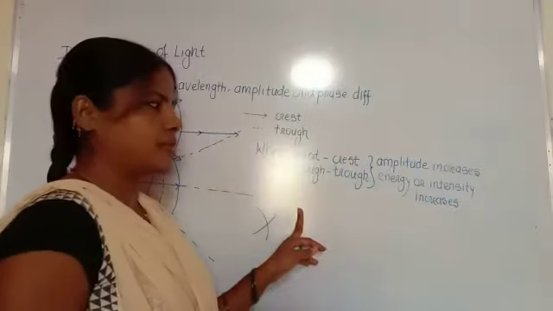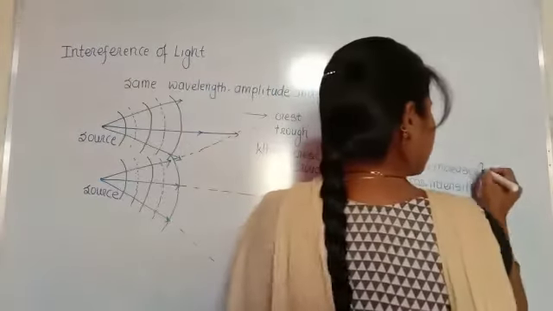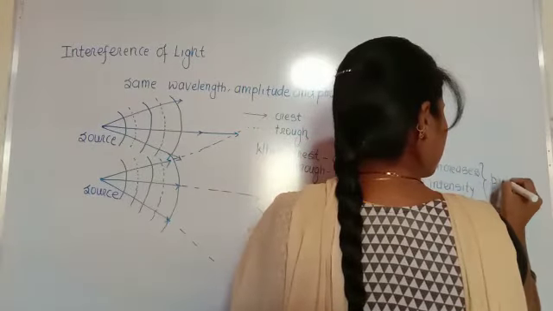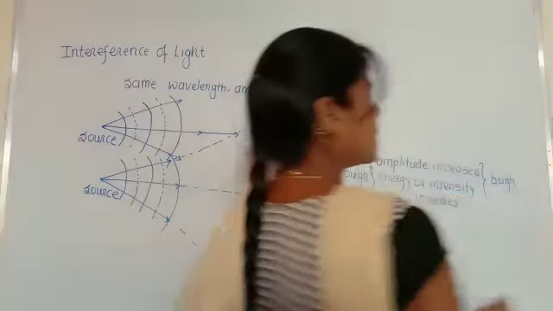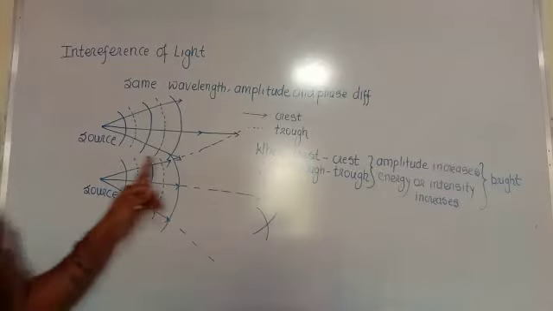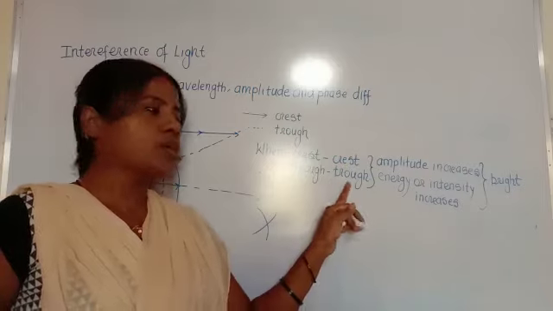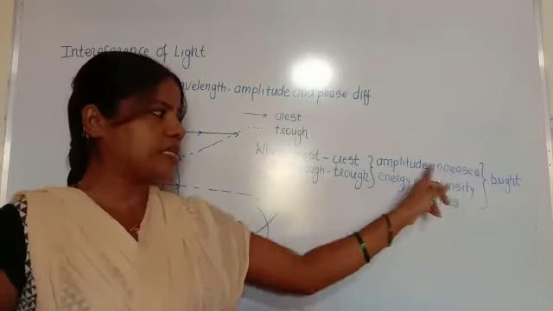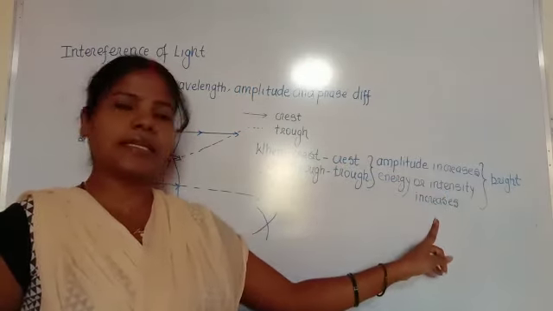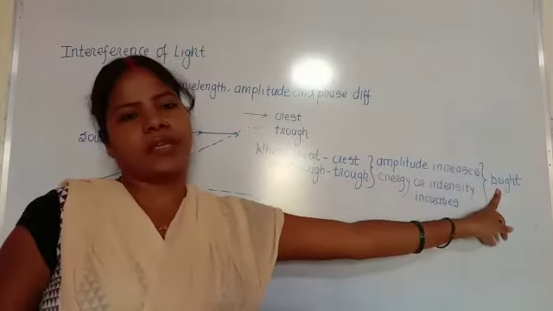So at this place where the energy or the intensity of the wave increases, bright regions are observed. So we observe bright regions. When two sources coincide with each other, this type of condition occurs: crest falls on the crest, trough falls on the trough. So at this place the amplitude increases and the energy or the intensity increases. So at this place the bright regions are observed.